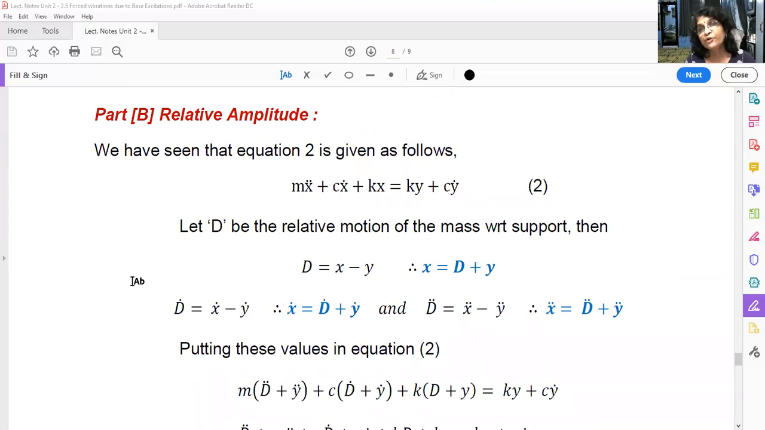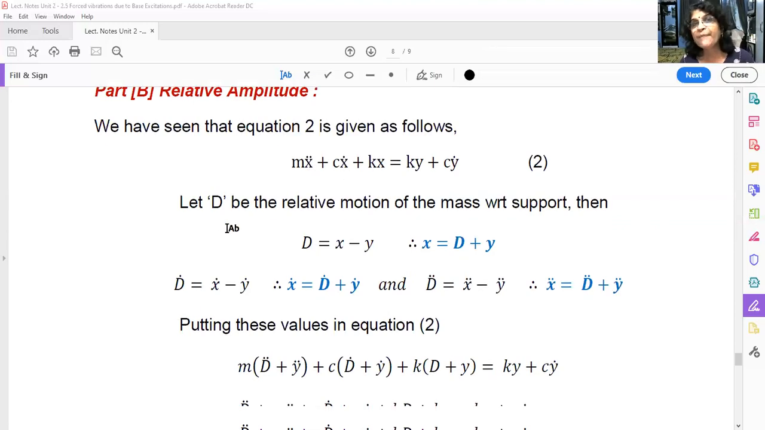Now, as we want to find the relative amplitude, we have to assume a certain relative term, no? So let us assume capital D is the relative motion of the mass with respect to the support. In some books they have used the notation capital D for relative motion. In a few books they have used capital Z as the relative displacement. So don't confuse between D and Z. Here Z we have utilized for some other purpose, but for relative motion we have used the term capital D.